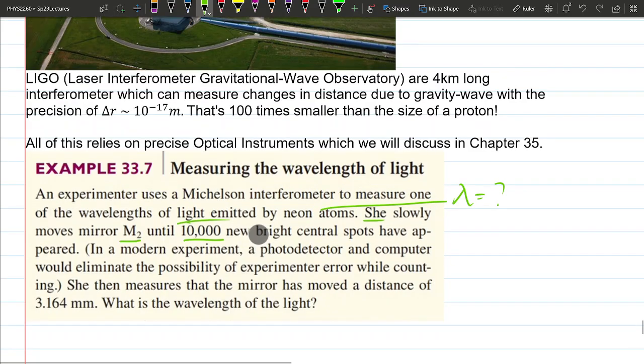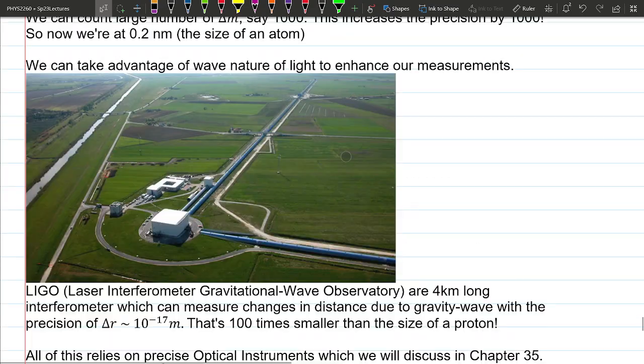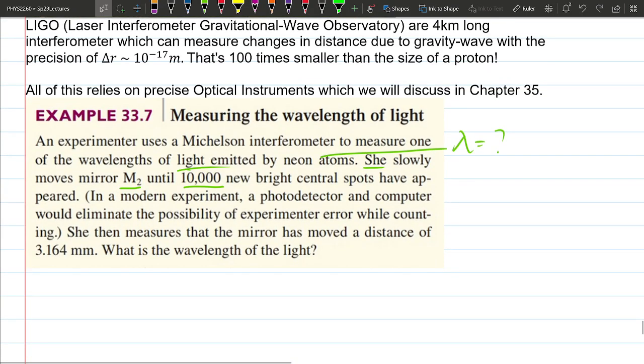Basically, if you look at the middle here, it's like blinking on and off, on and off, on and off. And that you can count very easily. In fact, you would probably count it with a computer instead of a human counting up to 10,000, which will take a while. So when she got 10,000 blinks of that central spot, she measured that the mirror actually moved about 3 millimeters.